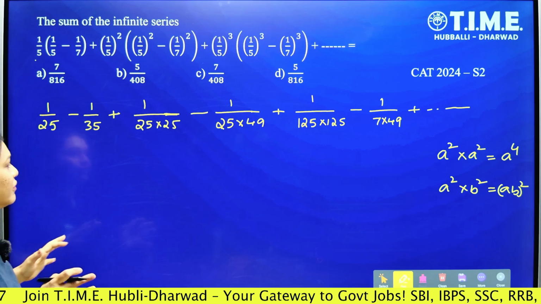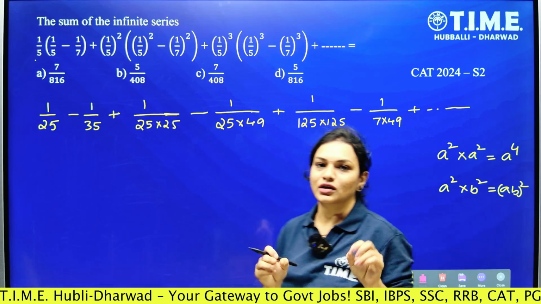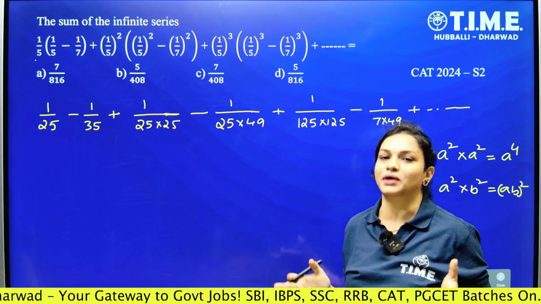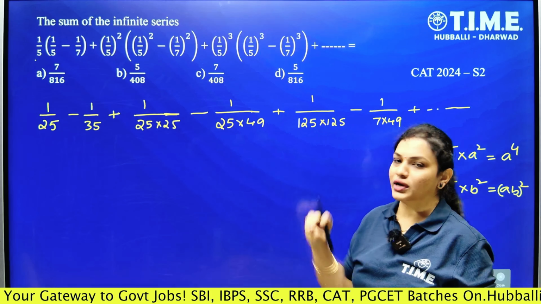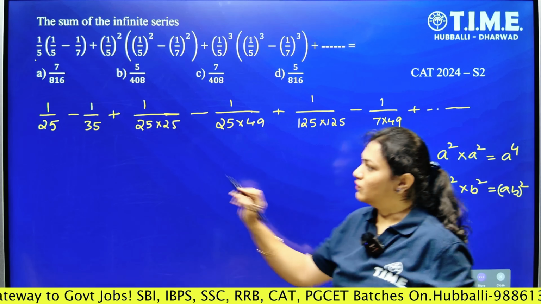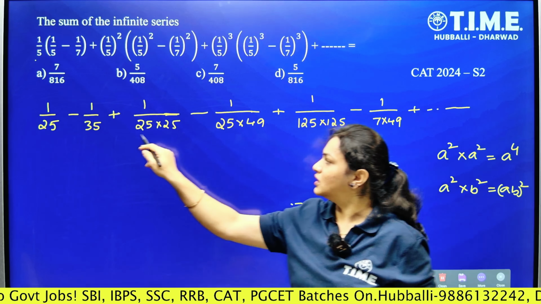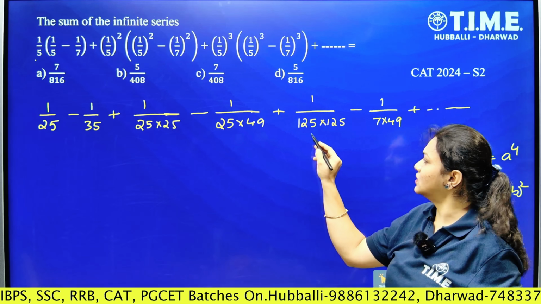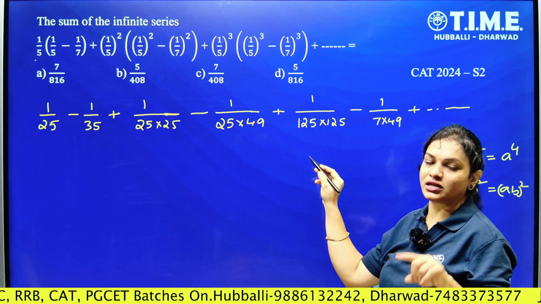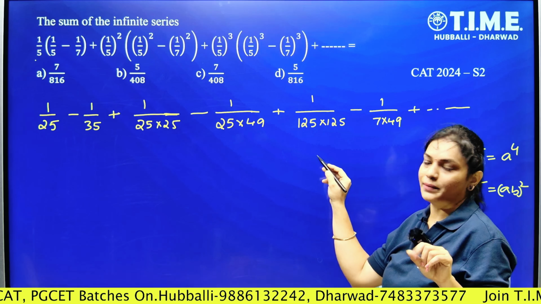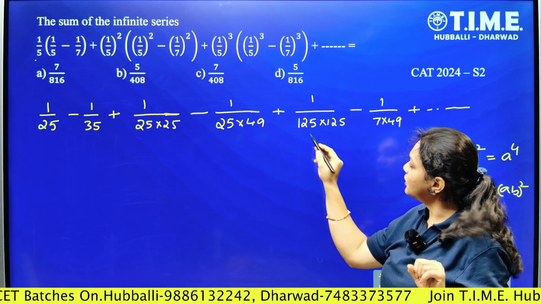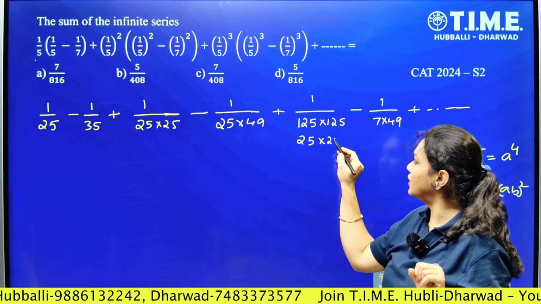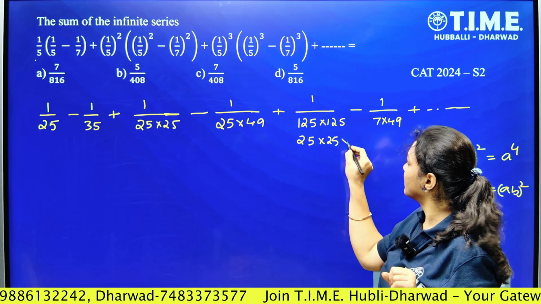Now see here. Once we observe this pattern carefully, the series he has given, we have to divide in two parts. Analyze the pattern here. One, we have 1 upon 25 and 25 square, right? Same way, if you observe this one, 125 is 25 fives. And 125 into 125, I can write as 25 into 25 into 25, right?